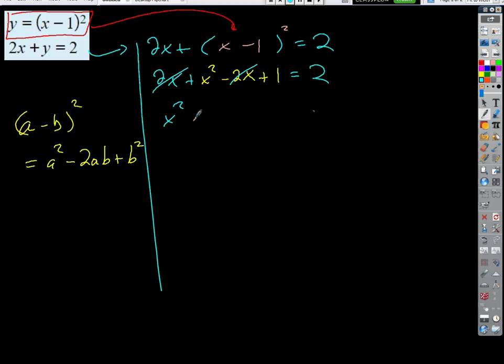Wait, so you're gonna be minus? Minus, right, I'm subtracting, you're right. Okay, and now, how about this? Whoops, equals 0, not 1.